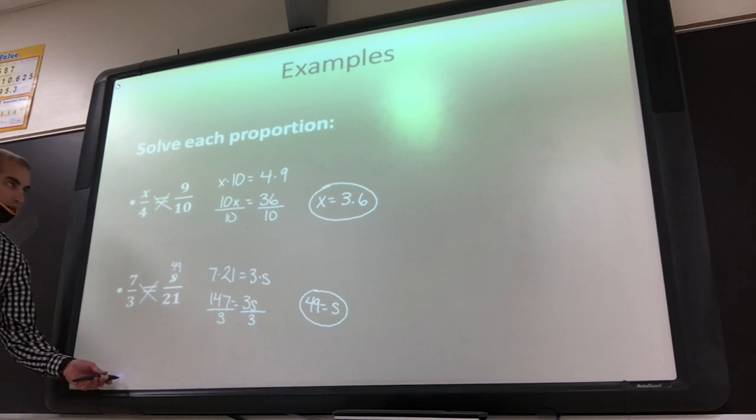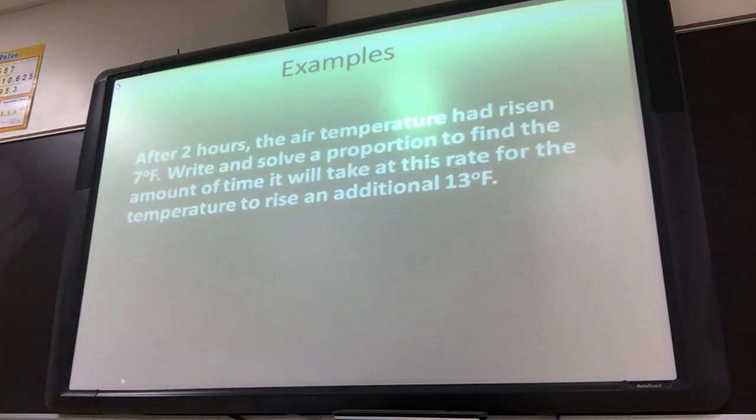All right, so these next few problems, we've got to do one extra thing. We have to set up the proportion before we solve it. So a couple of tricks that kind of help us with this. So after 2 hours, the air temperature had risen 7 degrees. We're going to write and solve a proportion to find the amount of time it will take at that rate for the temperature to rise an additional 13 degrees.